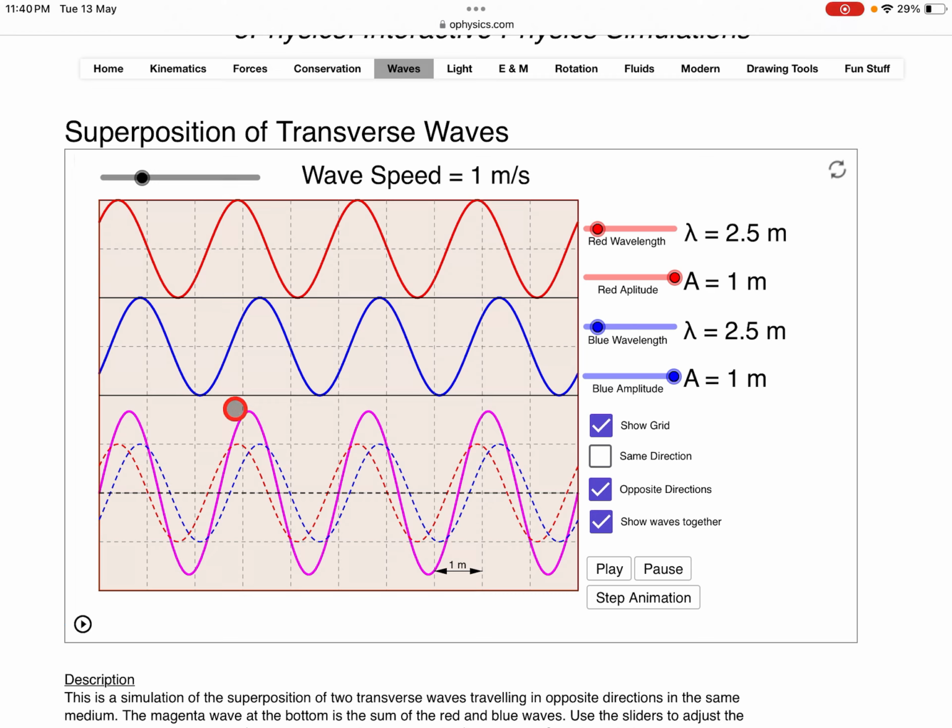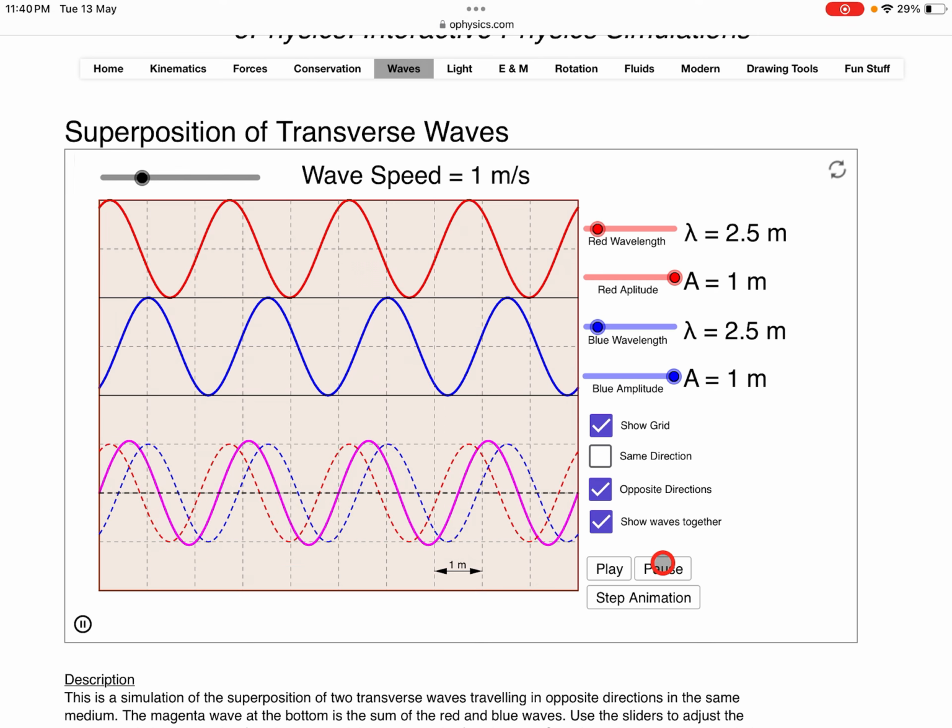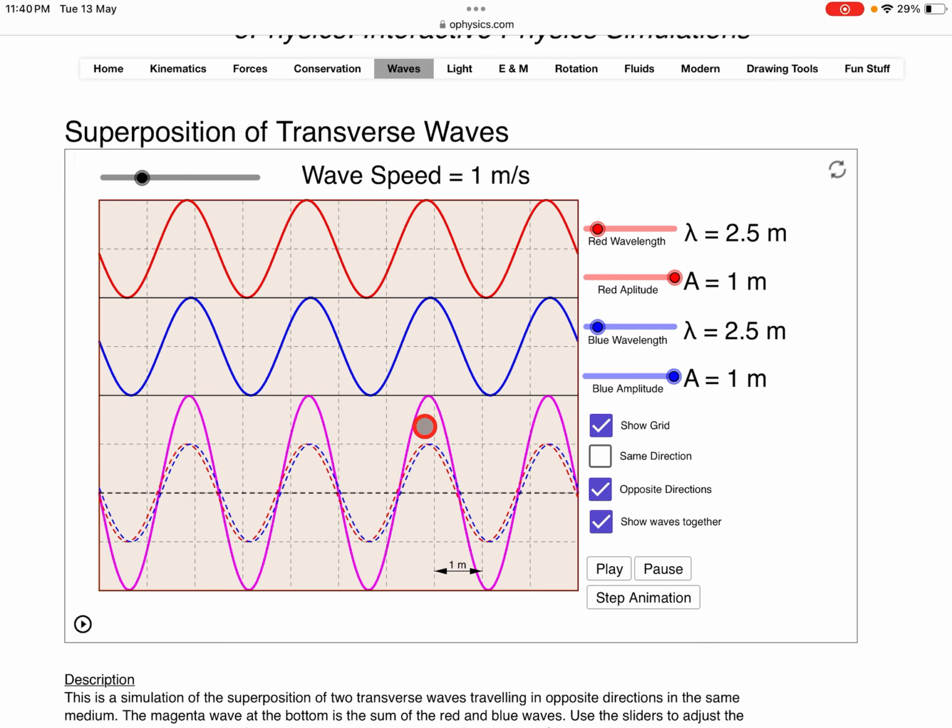This is your anti-node, this is your anti-node, this is your anti-node, this is your anti-node. These are formed by your constructive interference. Let me just play first. Okay, so I pause. Look at this anti-node point. It's actually something like a crest. So this is formed by your crest adding on with a crest, meaning the red crest adds on with a blue crest to form an even bigger crest. So this is a form of constructive interference.